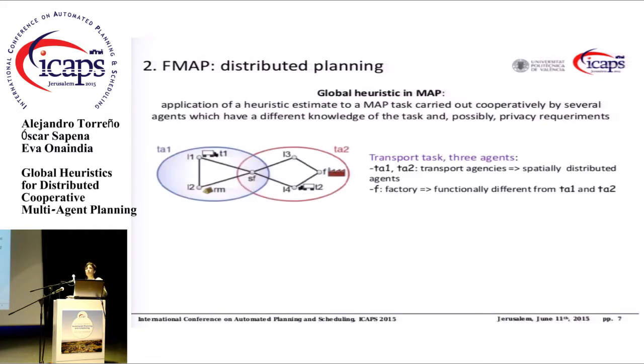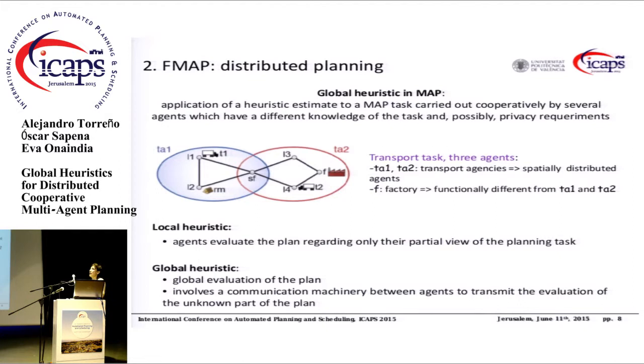Here is one example on how to show privacy and the need of global heuristics. We have the blue agent, which is a travel agency that moves around a geographical area. We have also another travel agency in red, which moves around the geographical area surrounded by the red circle. And then we have a factory, which is a functionally different agent. So the goal here is to transport the raw material located in L2 to the factory.